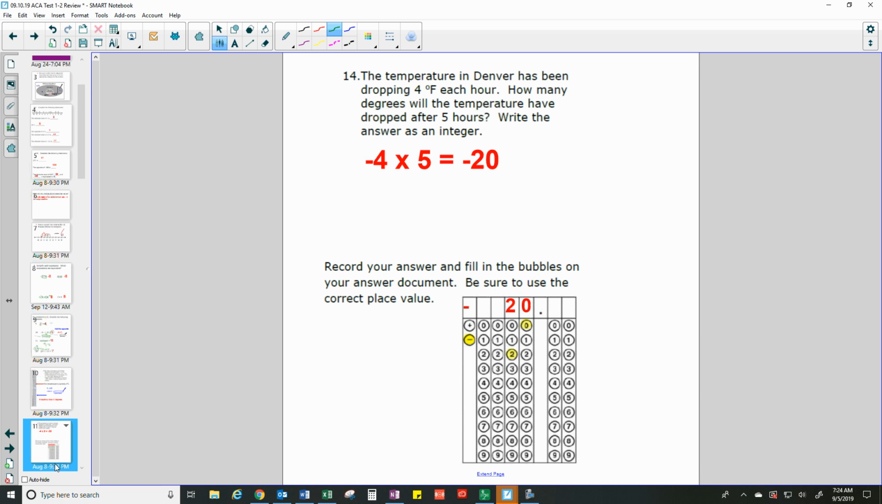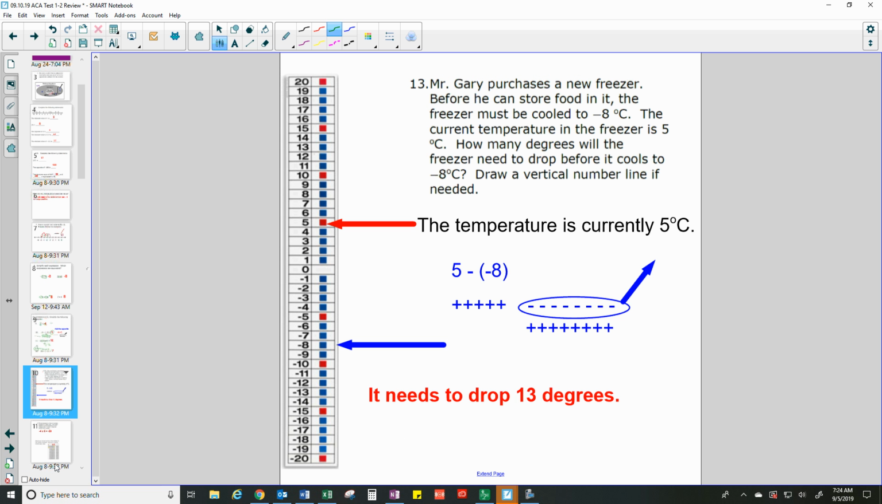And we have our last two word problems, 13 and 14. Mr. Gary purchased a new freezer. Before he can store food in it, the temperature must be cooled to negative 8 degrees. The current temperature is 5 degrees. How many degrees will the freezer need to drop before it cools to negative 8 degrees? So, how far is it from 5 to 0? 5 degrees. How far is negative 8 to 0? 8 degrees. So how far are they from each other? 13. It needs to drop 13 degrees.